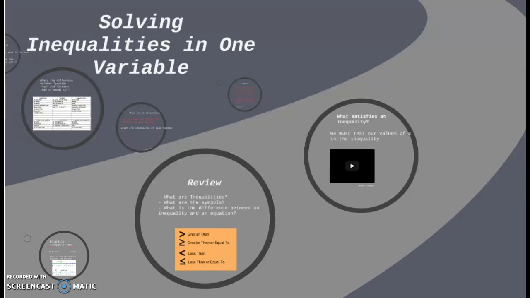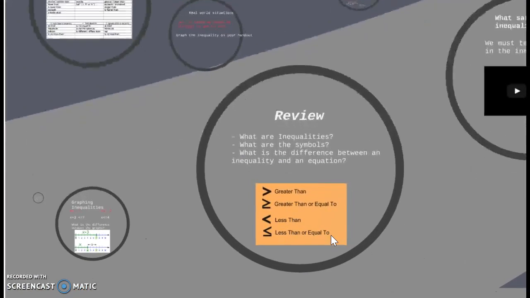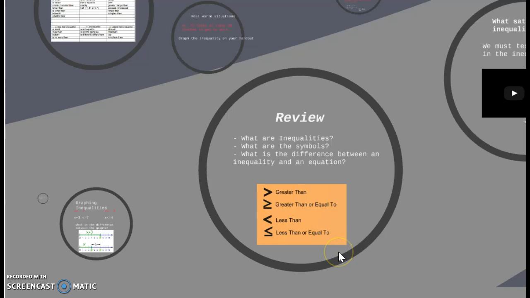The next page on the unit plan is Lesson 1, which is a teacher lecture. I created a Prezi presentation to go over how to solve inequalities in one variable. So as you can see, we begin with reviewing common inequalities, their symbols and what they mean.